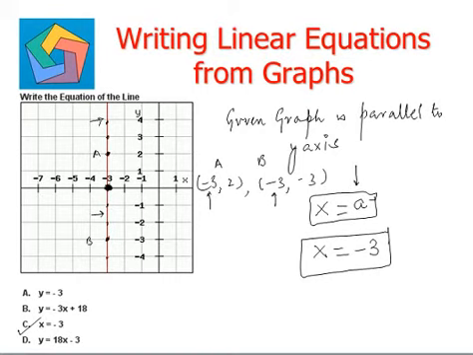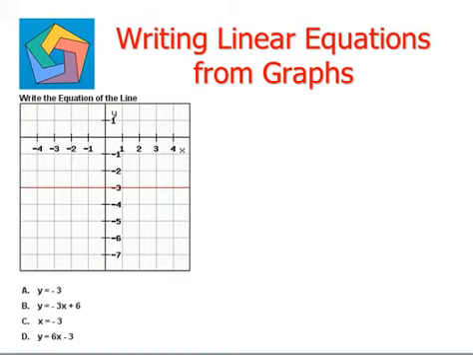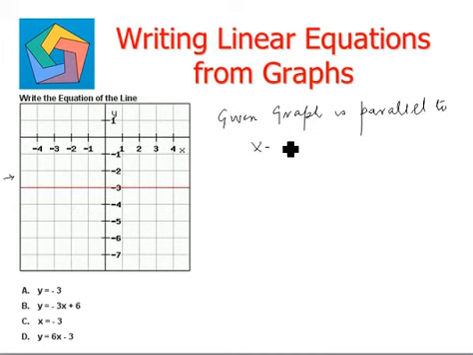Let's try the next question. Write the equation of the line and we're given the graph. Here the graph is represented by the red line, which is parallel to the x-axis. So we say that the given graph is parallel to the x-axis. It's a horizontal line.